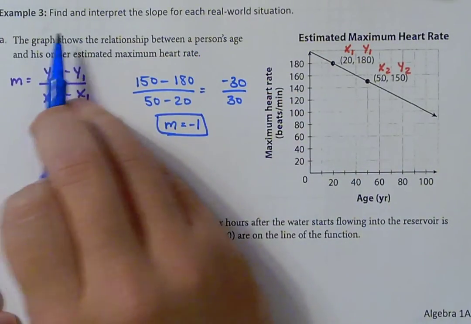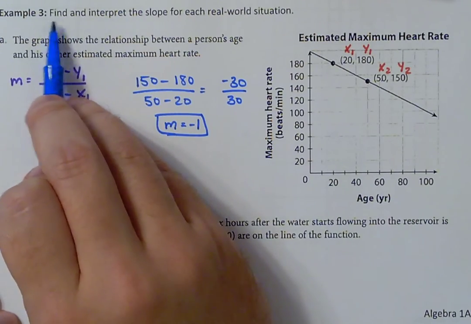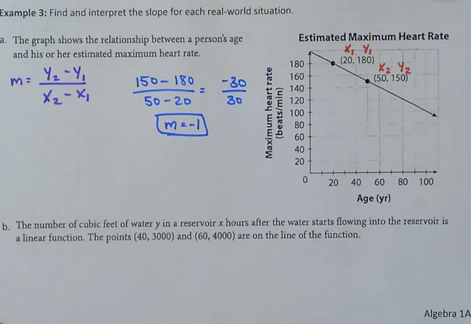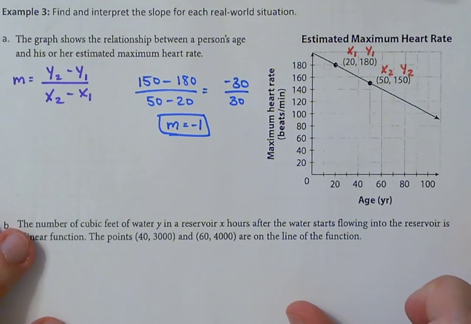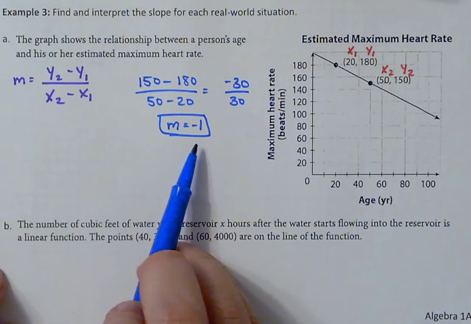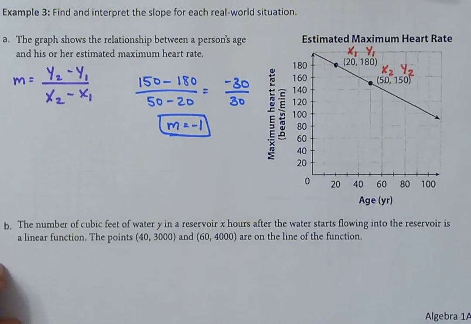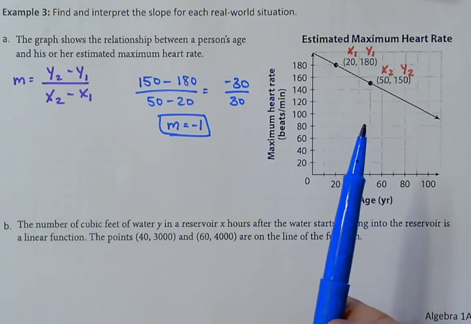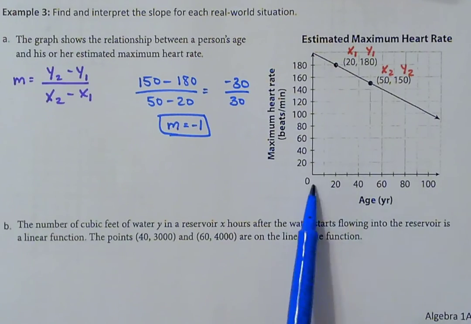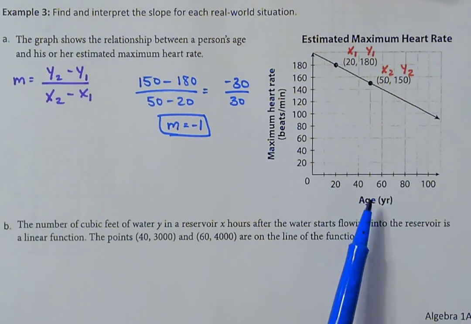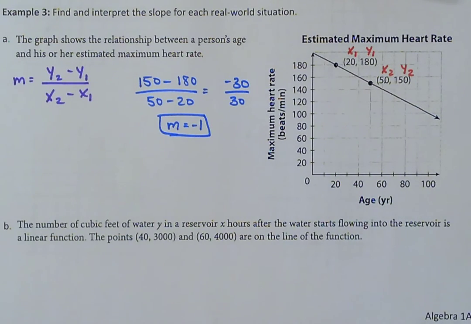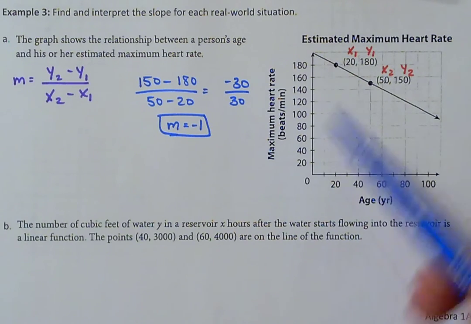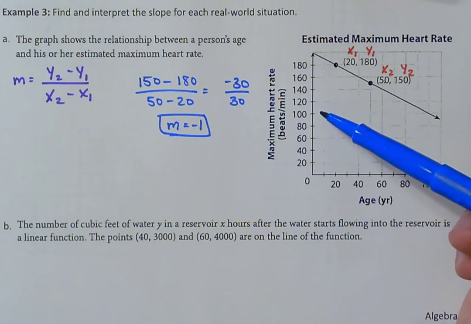Now, for example 3, it wanted me to go through and find and interpret the slope for each situation. So I found the slope. I now just have to go through and interpret what negative 1 means for this situation. So what it means is that for every year, so we're going to consider the x values first, for every year a person's age increases, their heart rate decreases by 1.